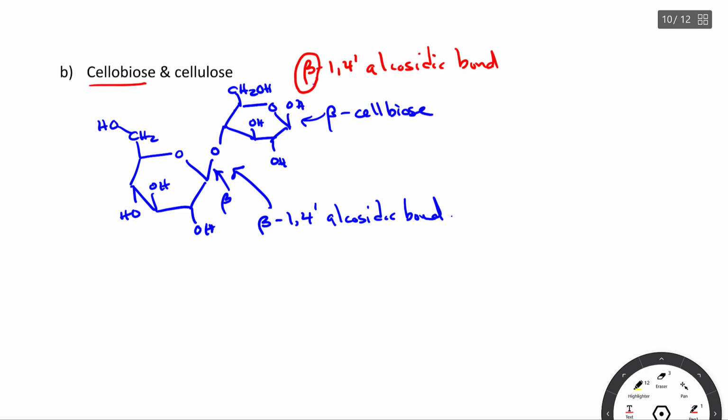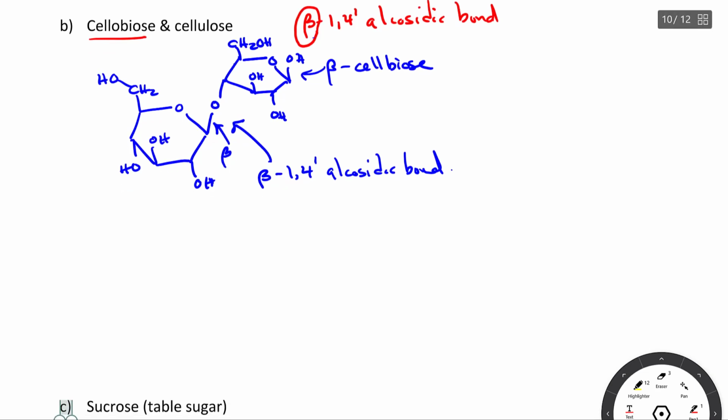In alpha cellobiose, you'd still have the beta 1,4 glycosidic bond, but the terminal OH group, that one on the far right, would be pointed in the downward direction. Now, in cellulose, you have not just a disaccharide. You'd have a polysaccharide, and this bonding pattern would repeat over and over and over again.